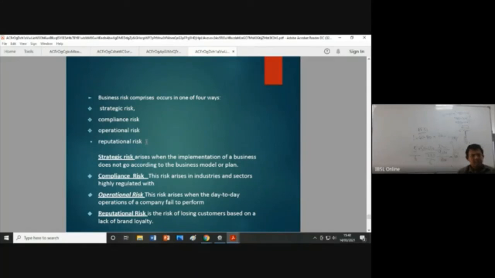Where does it reflect? The P&L, or the income statement. So these are the risks available, business risk and risk.